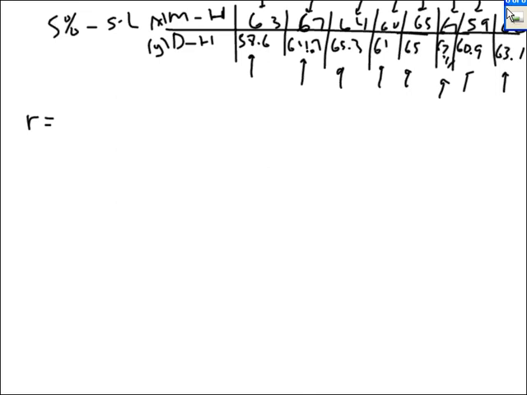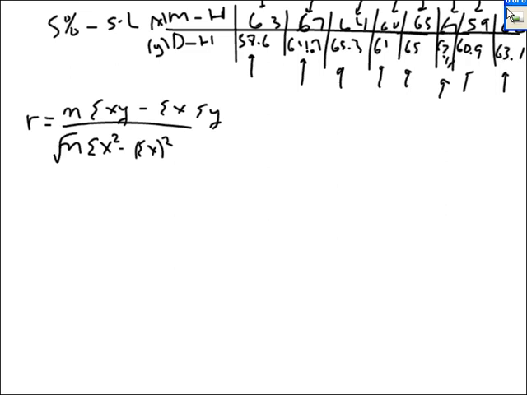the same. Okay, so the formula once again is n times the summation of x times y minus the summation of x times the summation of y, divided by the square root of n times the summation of x squared minus the summation of x all squared, times n times the summation of y squared minus the summation of y all squared. So we need to find out some things.